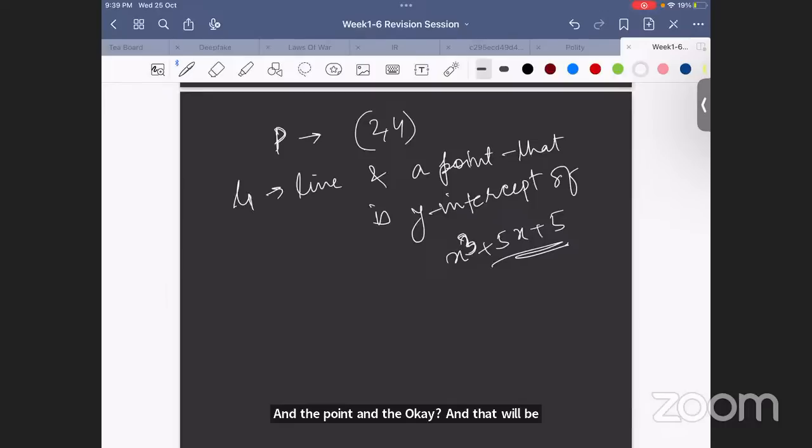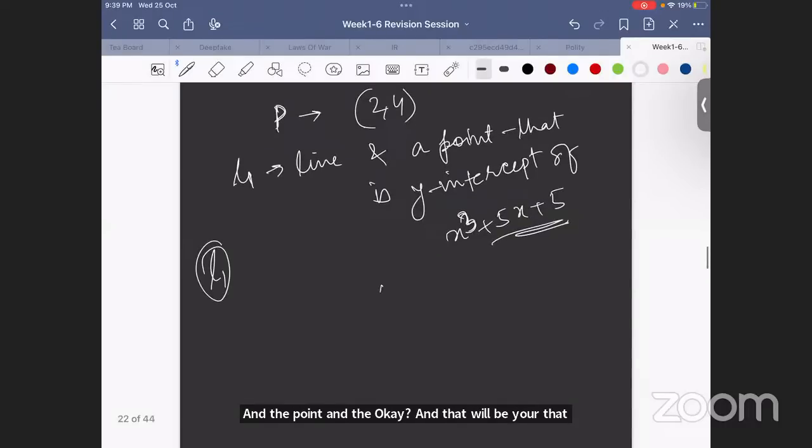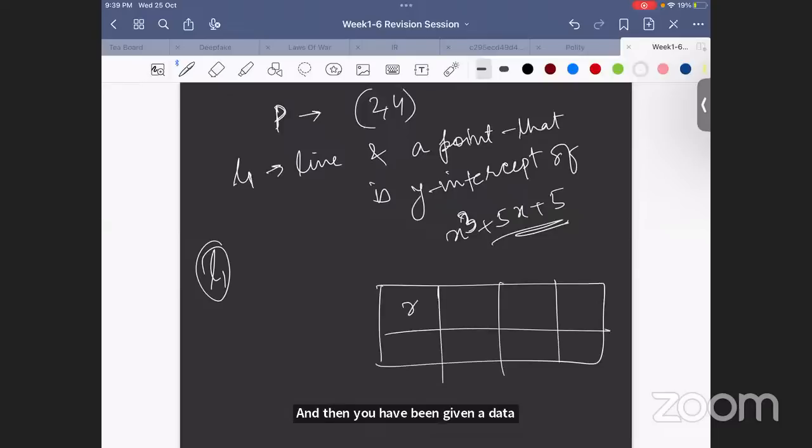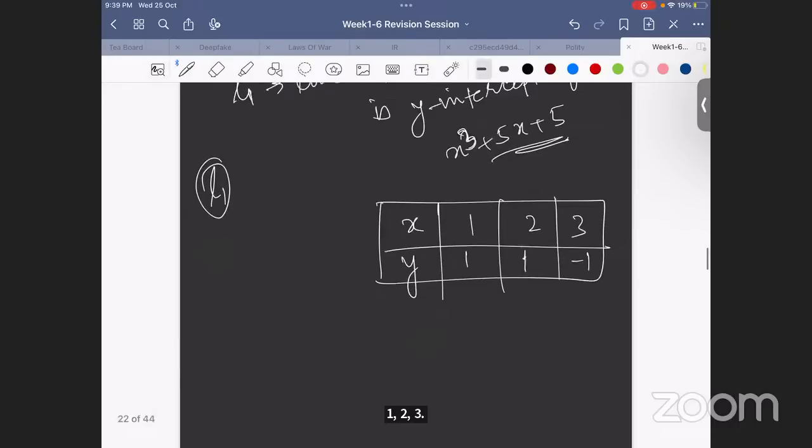The line L1 that you will be getting is the theoretical model, and then you have been given a data set, x and y: 1, 2, 3 and 1, 1, minus 1. Now calculate SSE. Just solve this question.